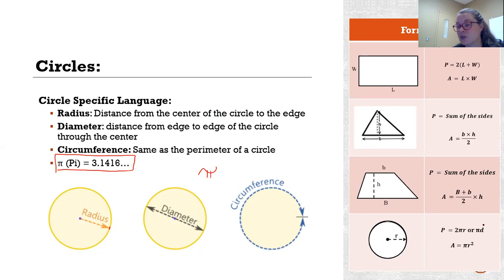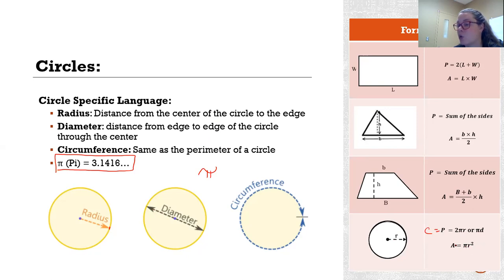So our formulas for a circle, and I've got P for perimeter, we could say circumference, so C we'll often use, is going to be 2 times pi times the radius, or since 2 radiuses make a diameter, we could also say pi times diameter. So you can use either formula, whichever one you like. Area is going to be pi times the radius squared.